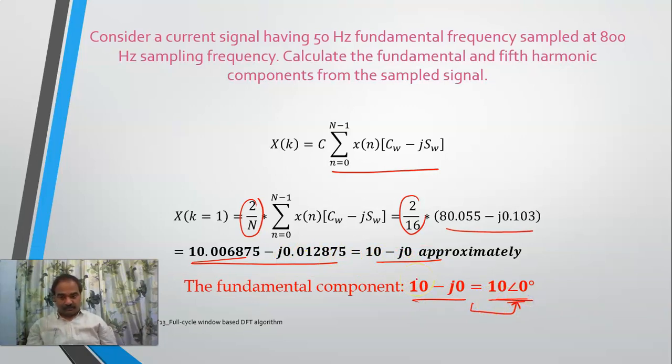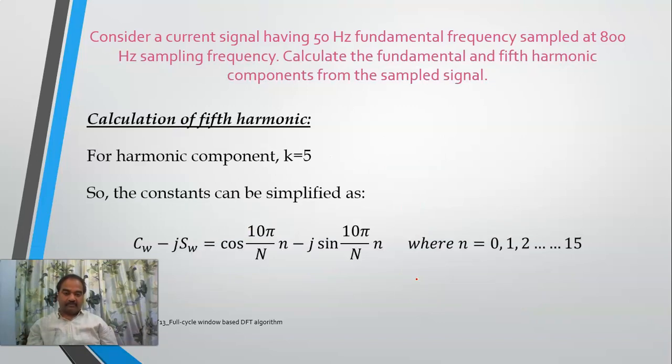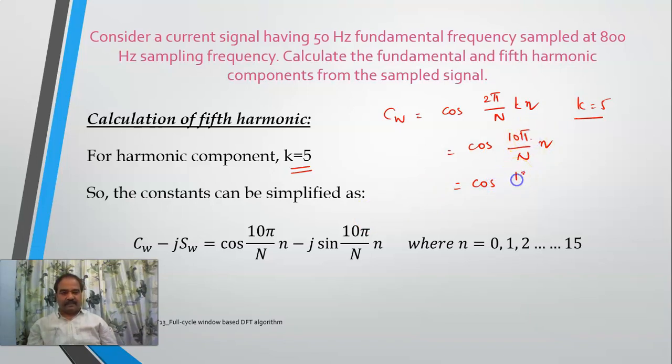Now, if I want to compute the fifth harmonic component, what should I do? I should take k equal to 5. For the harmonic component, k is equal to 5. So what will happen now? The CW, which was there, will become 2 pi by capital N, k, small n. In this case k is equal to 5, so this will become cos 10 pi by capital N into small n. What is this then? 10 pi is 1800 degrees, divided by capital N, which is 16.